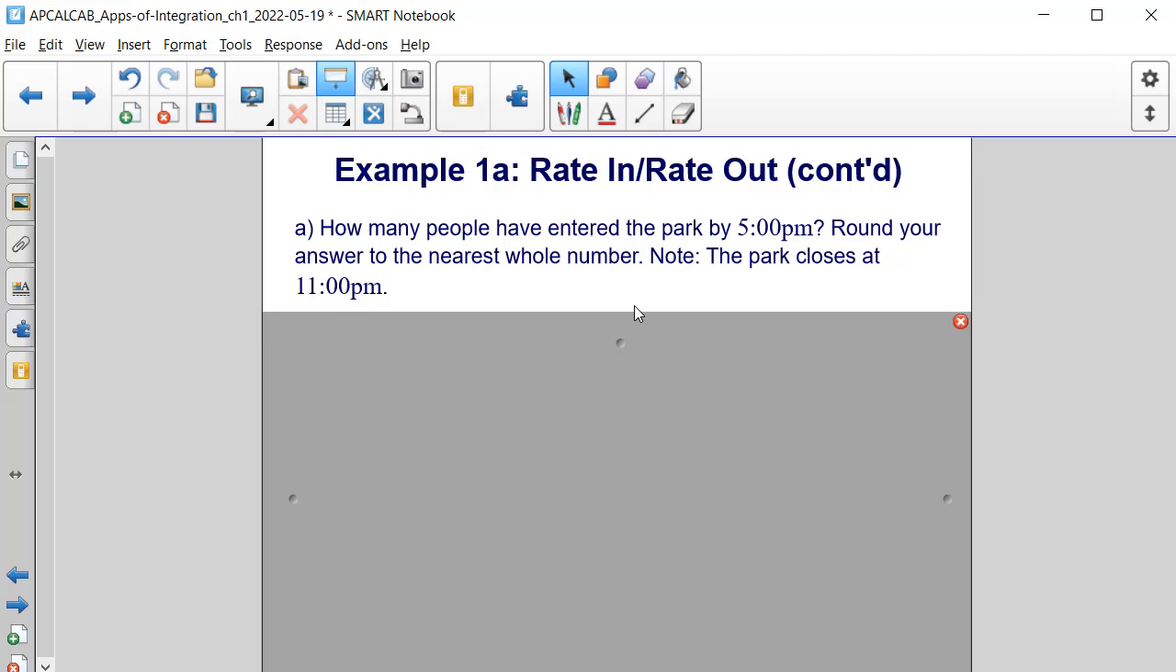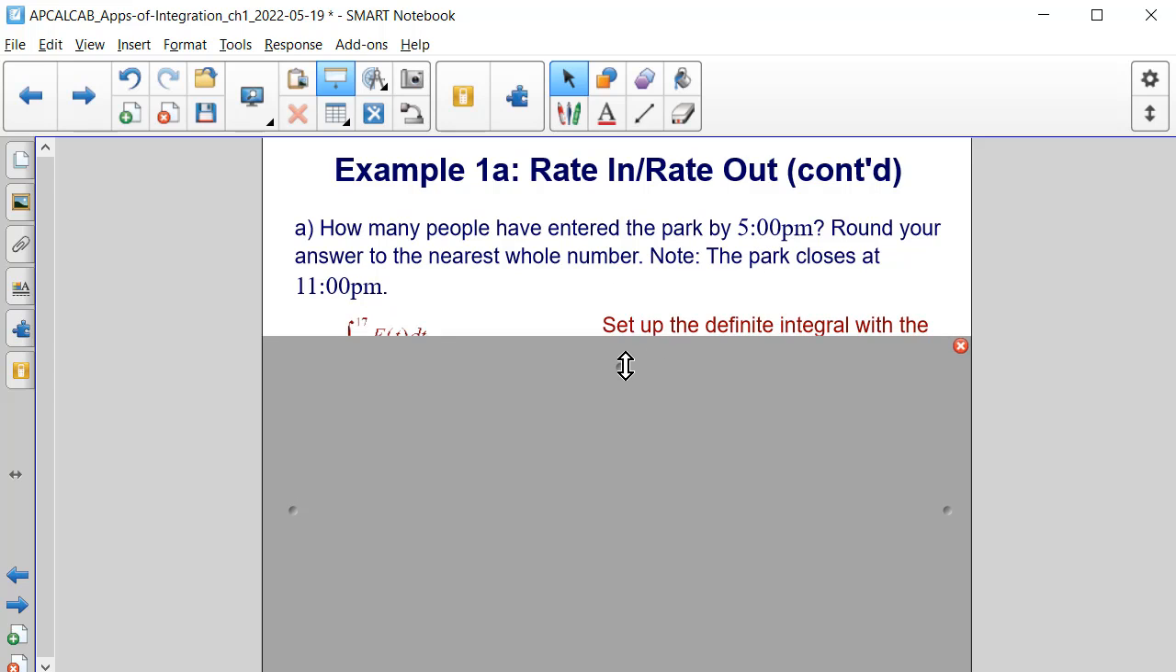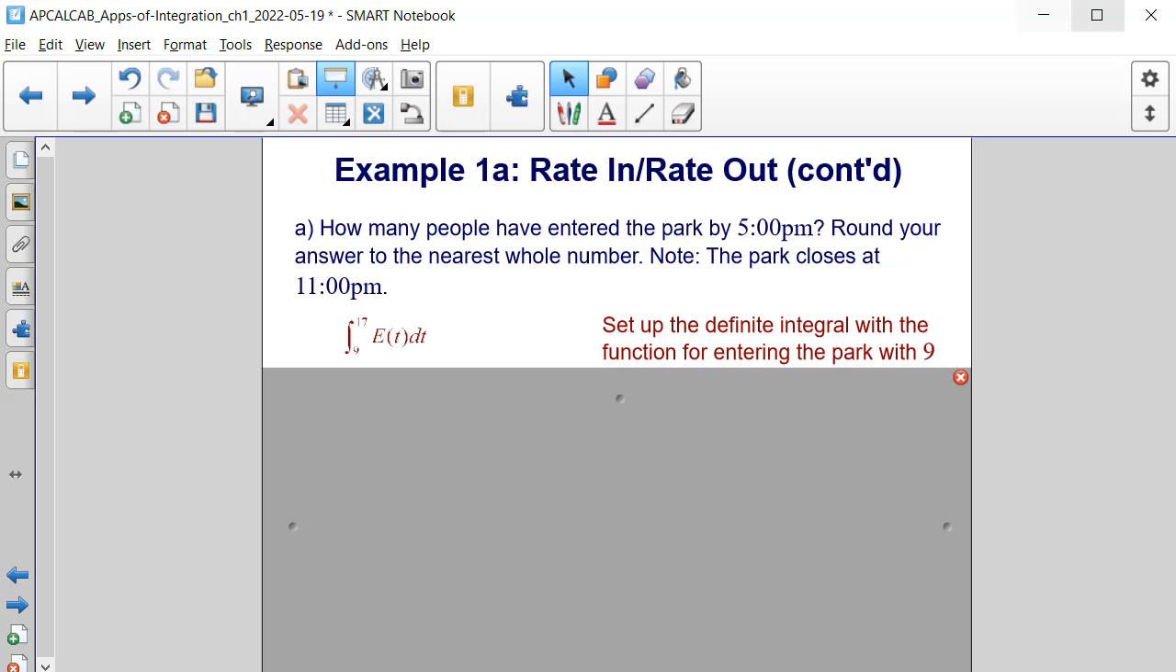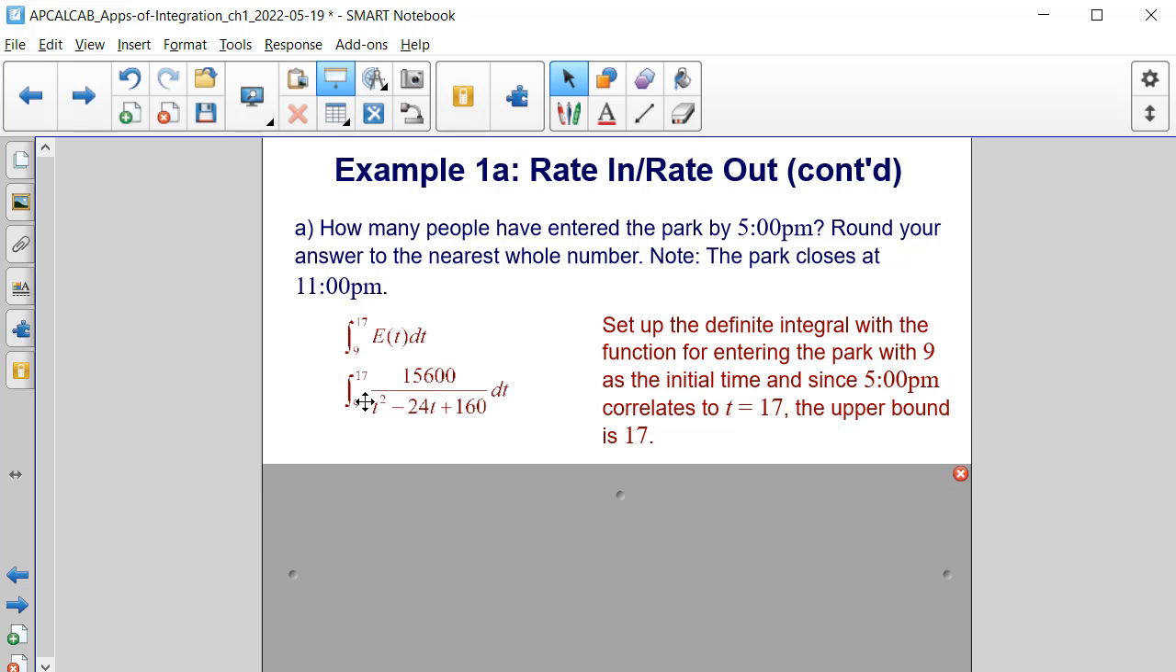And because it opens at 9 a.m., we're going to go from t being 9 up to 5 p.m., which is 17. And then if we take E of t and substitute it into our integral, we'll end up having the integral from 9 to 17 of 15,600 divided by the polynomial t squared minus 24t plus 160. And we're going to integrate with respect to t.